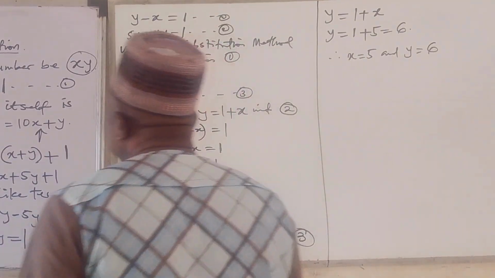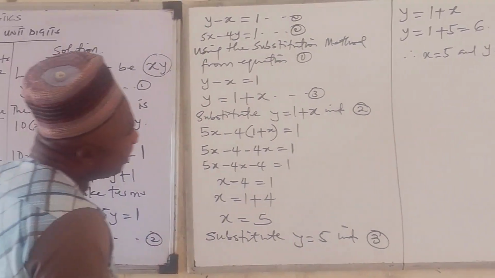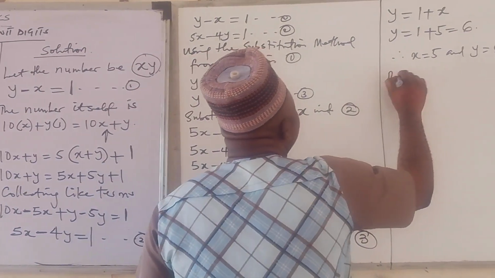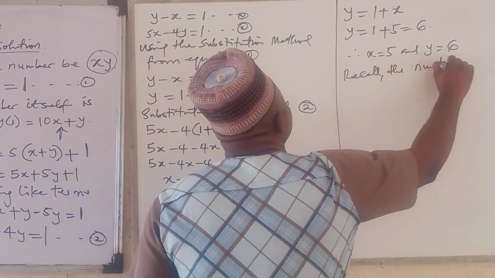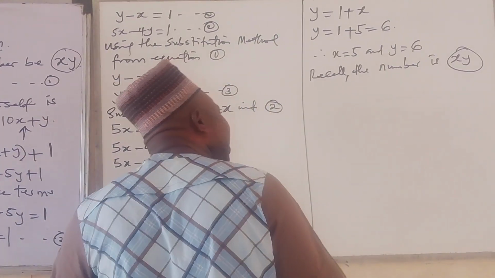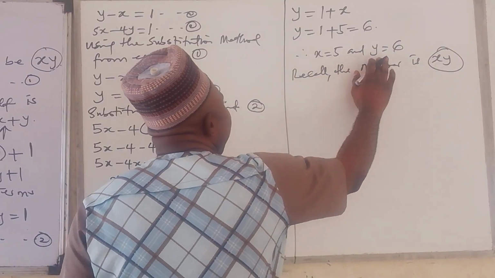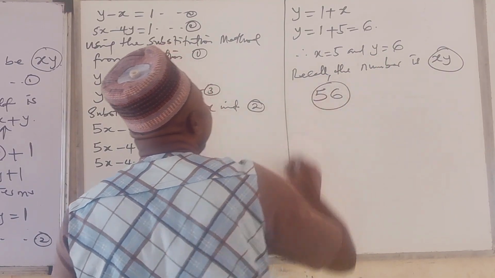Now, let's flash back. Remember we said let the number be equal to xy. So recall the number is xy. Our x is 5 and y is 6. So the number is 56.